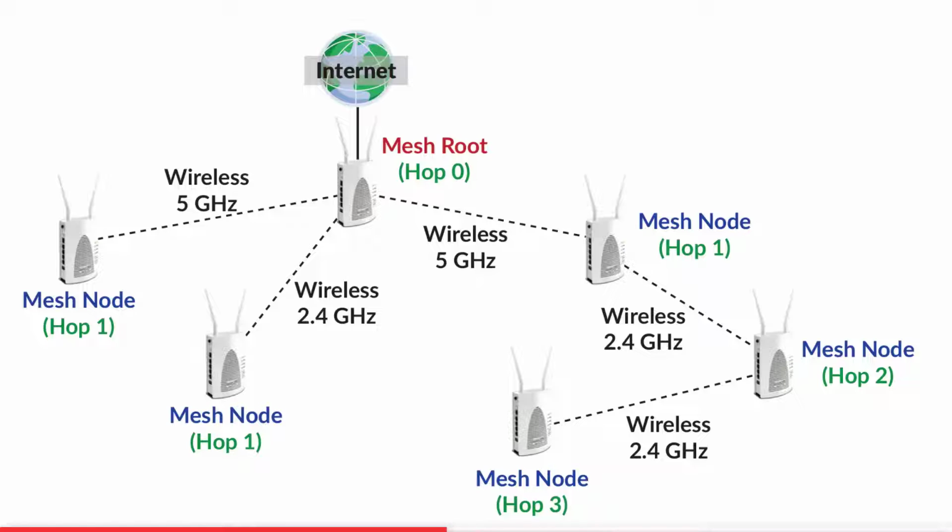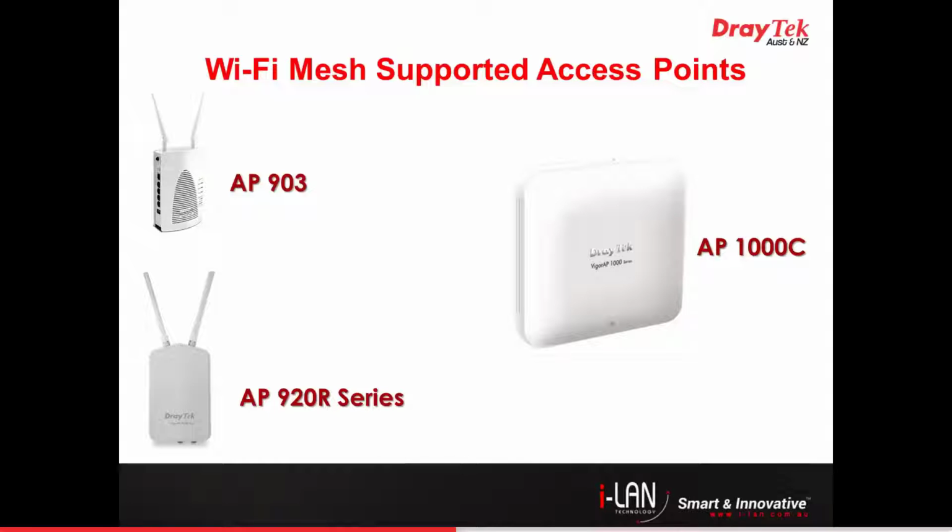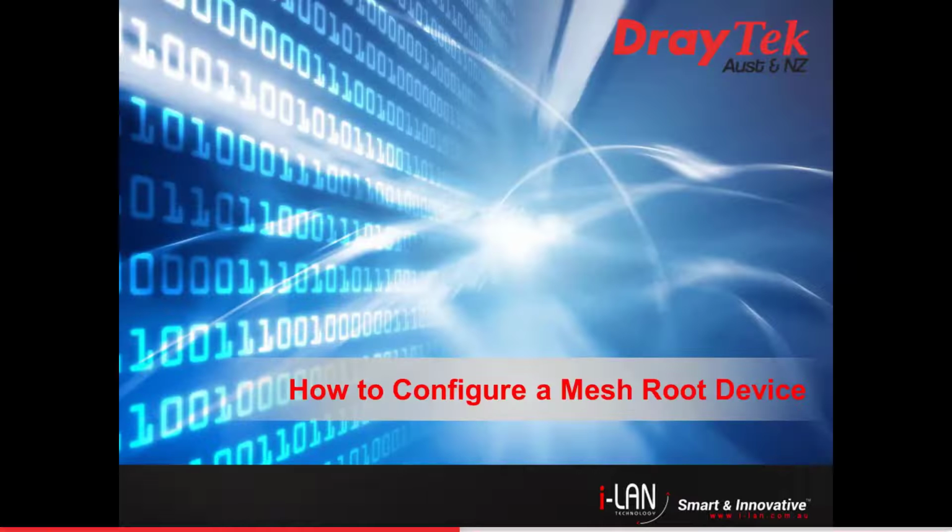Meshing provides the optimal path to an access point, adding redundancy and reliability. The self-healing feature of the mesh technology ensures an alternative path will be built in the event of uplink failure, ensuring continuity of Wi-Fi services. Currently, Wi-Fi mesh technology is supported only in these devices, but more devices will be added in future. Let's first start by looking at how to configure a mesh root device.